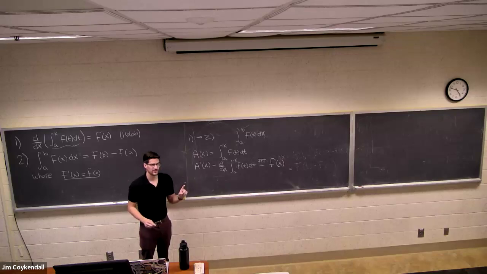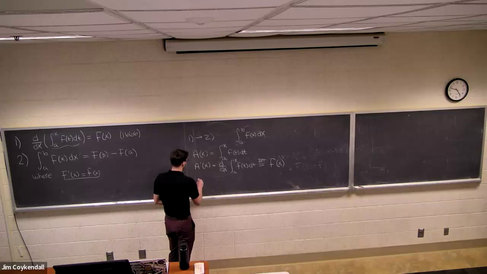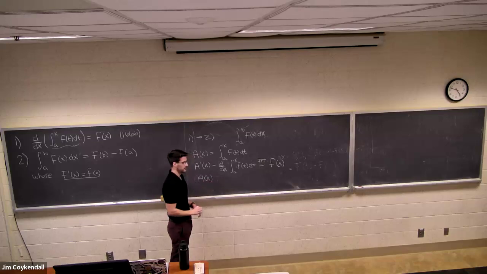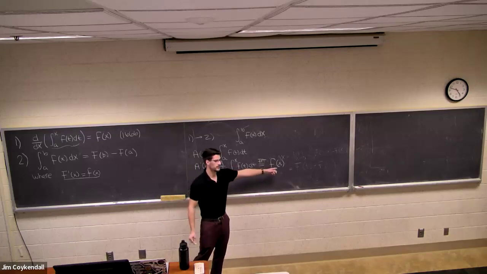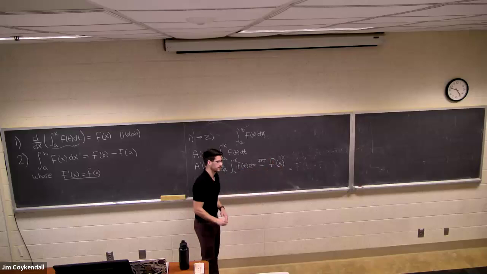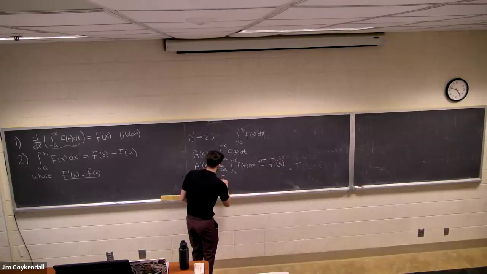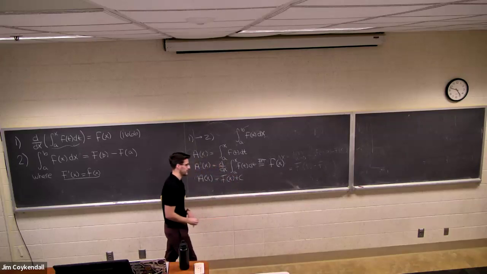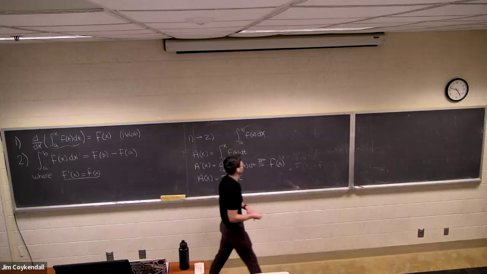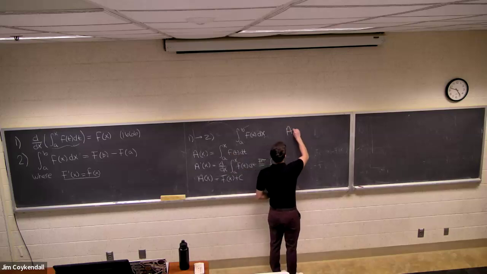Now I'm going to do something that seems really dubious. I just took the derivative. Now I'm going to take the integral. The integral of this is A of x plus some constant. I'm going to drop that for now because it's going to go over here. The definite integral of this is the antiderivative of x plus c. What have I done? Feels like nothing, right? But no, I've done something.